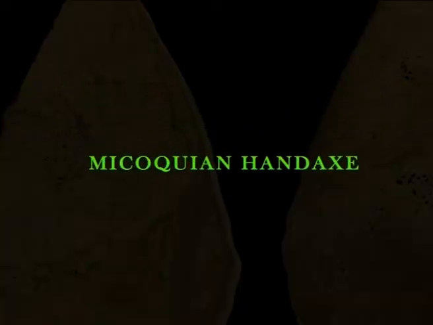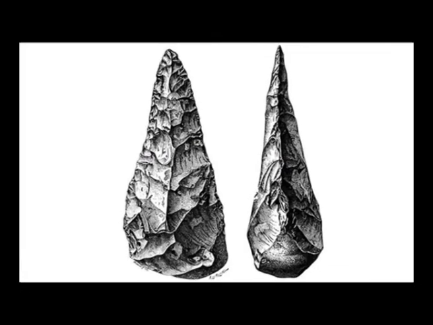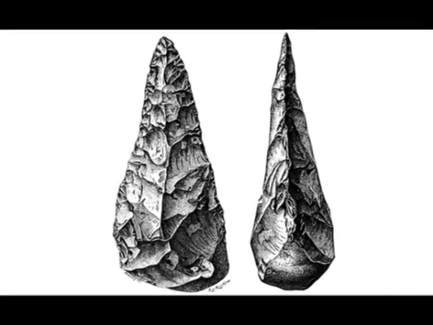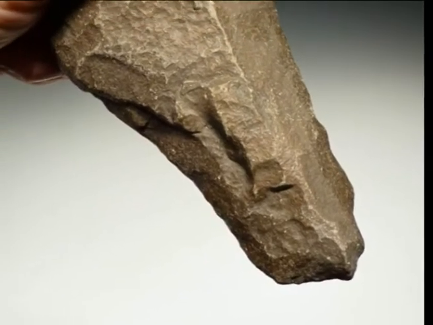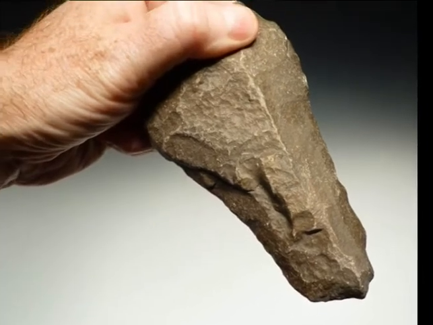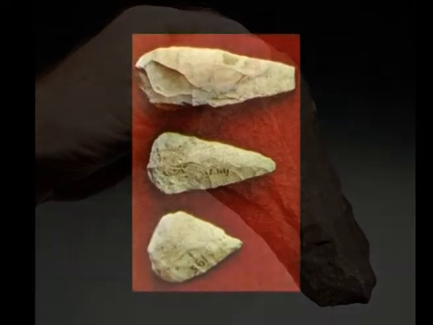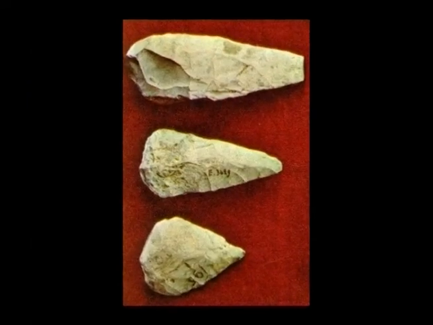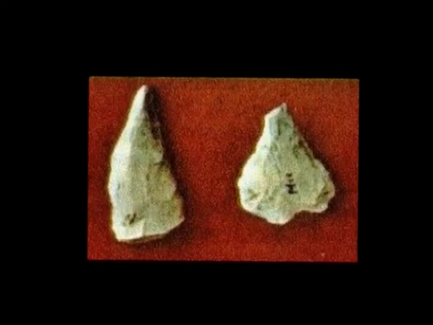Now let's come to the next hand axe type, that is the Micoquian hand axe. It is named after the type site La Micoque in France. It is a small triangular hand axe with an elongated working tip. It has a thick and heavy butt end. In shape, it may be symmetrical and well-shaped or irregular. Stratigraphically, the Micoquian hand axe tradition succeeds the Acheulean. Tool making technique is direct percussion.